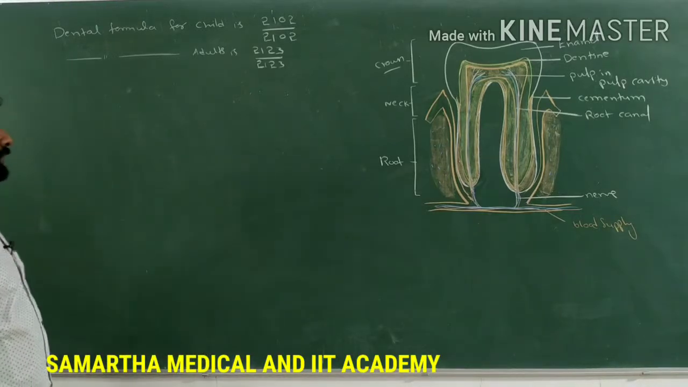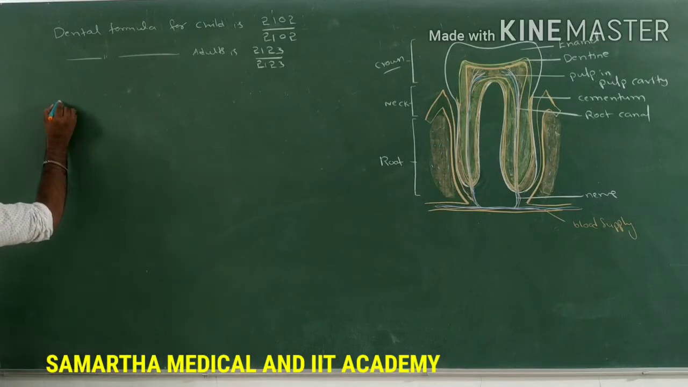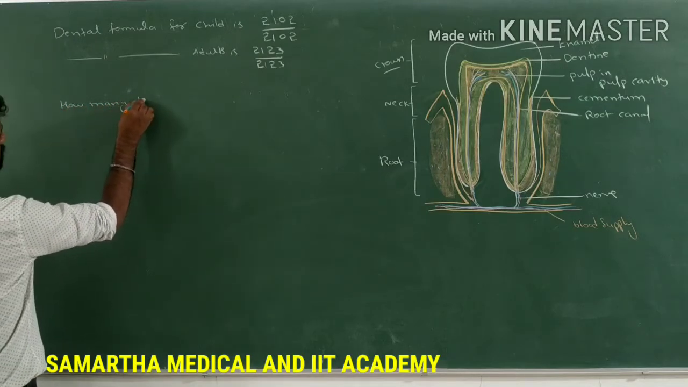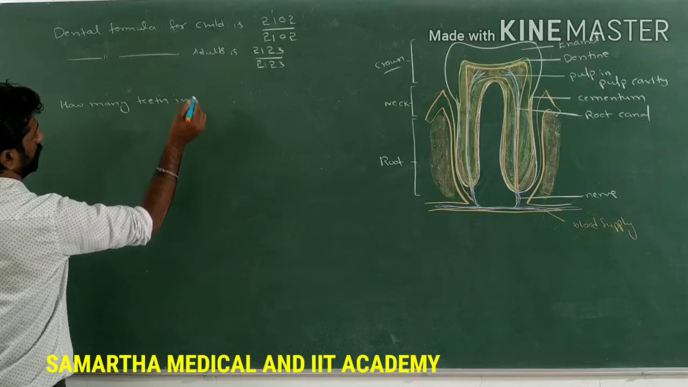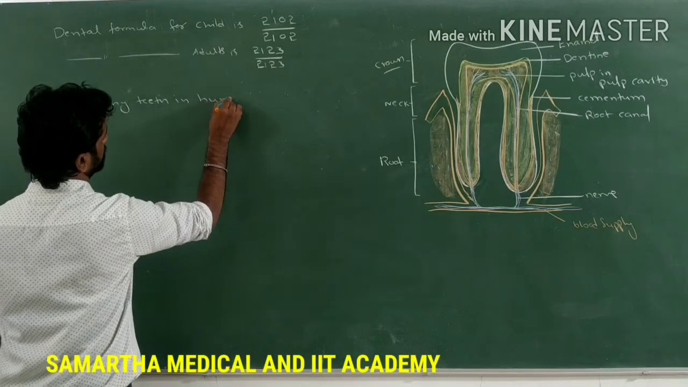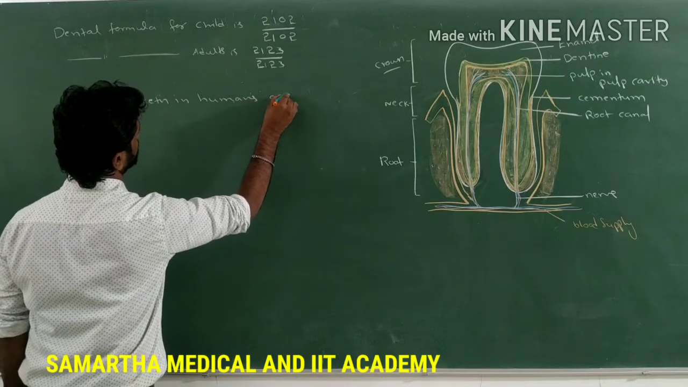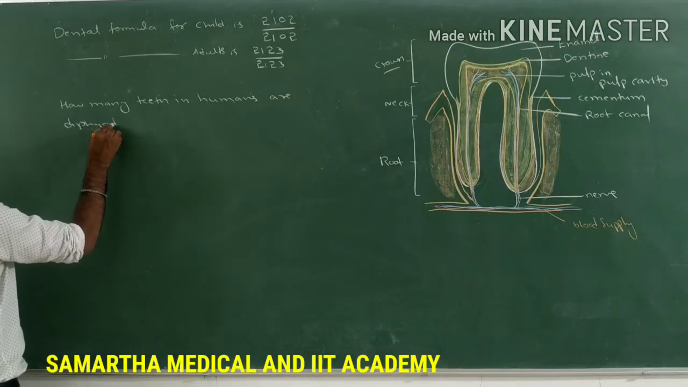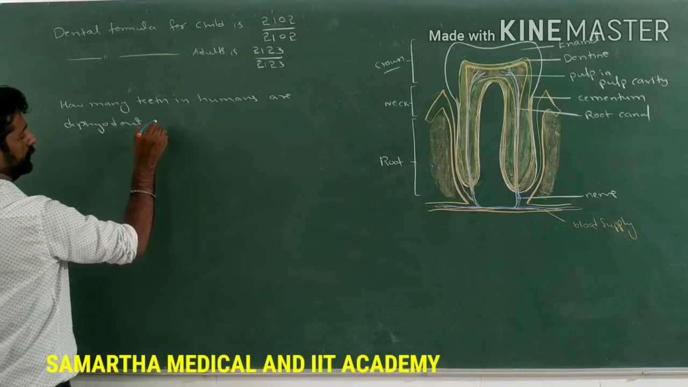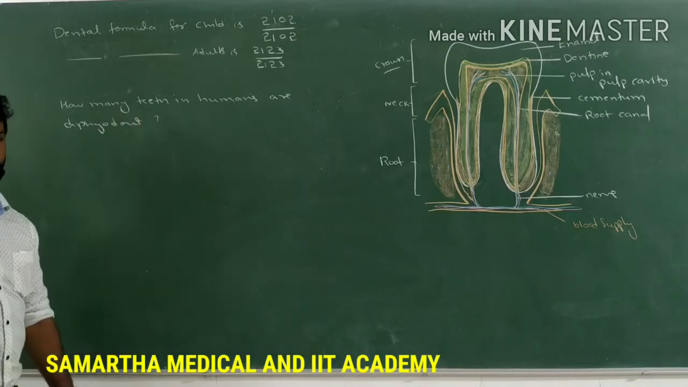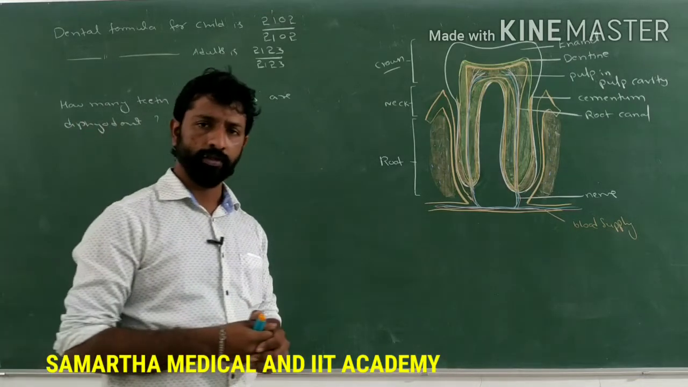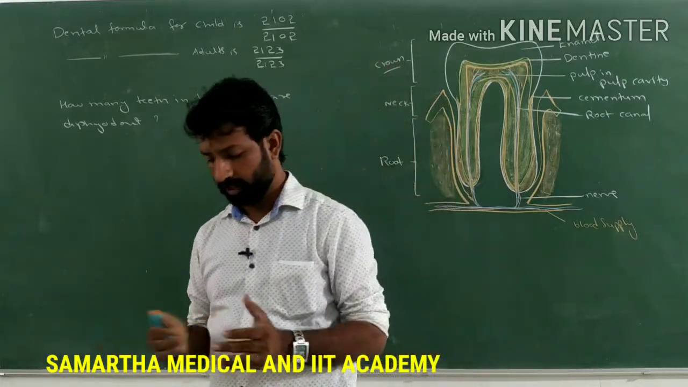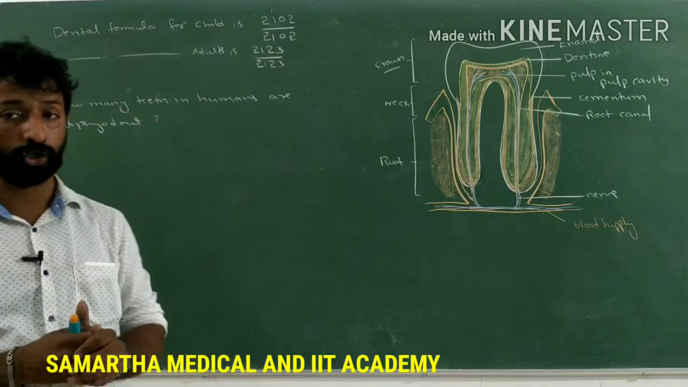So they are called diphyodont. Then how many teeth in humans are diphyodont in nature? How many are exactly diphyodont? Are all 32 teeth diphyodont? No, sir. Then how many are diphyodont? How to calculate that?